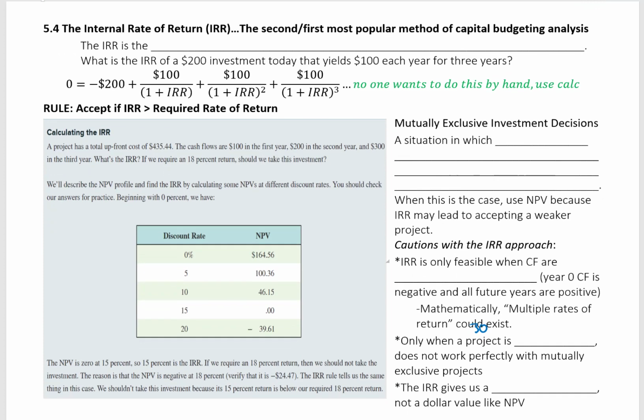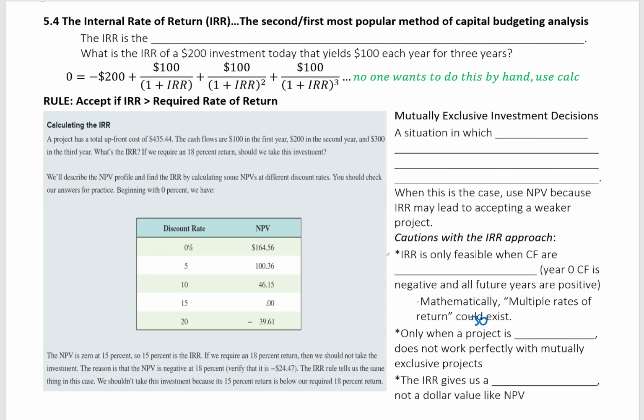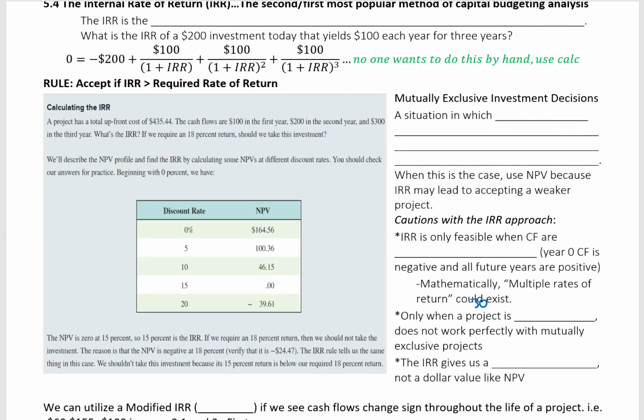Now, what is the internal rate of return? It is the value, the percentage return at which NPV would be equal to 0 for a specific investment. So again, if we take a look here and say, let's follow this one. If we know something costs $435.44, that's the initial cost. The cash flows are 100 in the first year, 200 in the second year, 300 in the third year. What is the IRR of the investment? And if we require an 18% rate of return, would we take this investment or not?